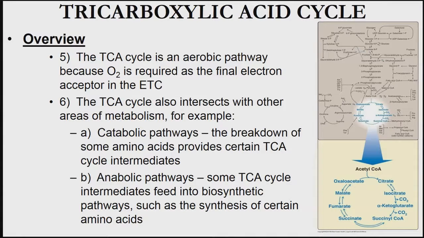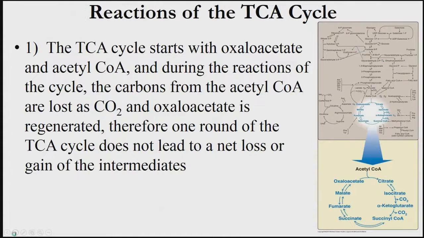Some of the intermediates that we're going to see in the TCA cycle, you're going to see over and over again in other areas of biochemistry. So we have both catabolic pathways, where we can break down amino acids, for instance, and feed into the TCA cycle, or anabolic pathways where we're going to synthesize amino acids. Heme is one we're going to see. We use succinyl-CoA to make heme, for instance.